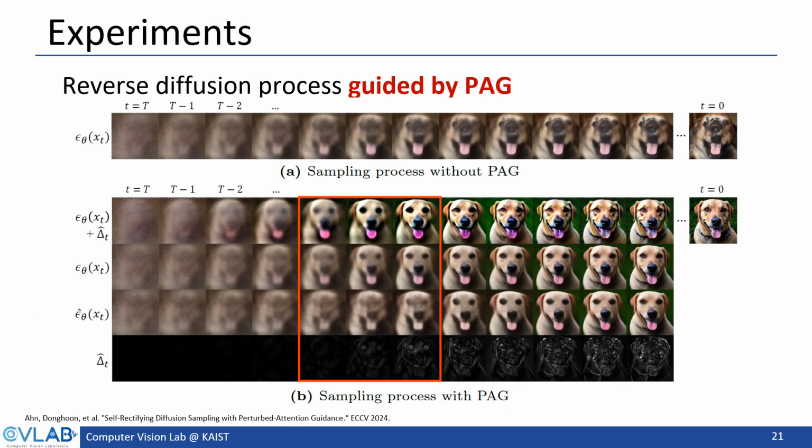In practice, when using PAG, the sampling process shows a pattern very similar to CFG. Look at the red boxed areas in B. The second row represents the original prediction, and the third row shows the results after replacing the self-attention map with an identity matrix. By blocking the pixel interaction and preventing the model from seeing the overall context, it fails to generate salient features like eyes or a tongue. Therefore, the difference between the two predictions becomes these salient features, and by adding this difference as a guidance signal, we can enhance these features.